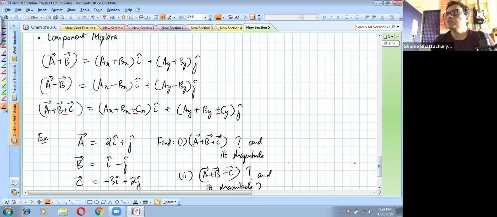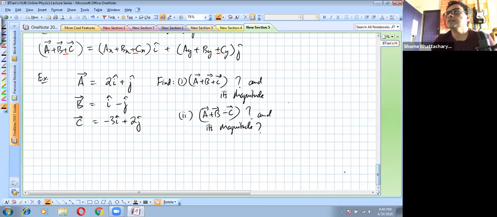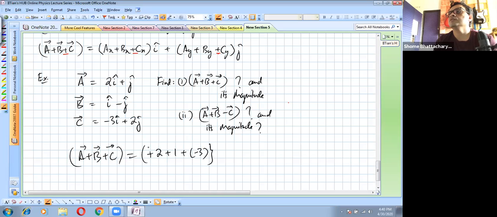Okay, so let's work out A plus B plus C. I'll just verify your answer, Vaishnavi. So A plus B plus C is nothing but A's x component, which is 2, plus B's x component, which is 1, plus C's x component, which is in fact minus 3. This is where we have to make sure that when we are putting the components, they are with the algebraic sign. Whole thing into i cap, plus now A's y component is how much? 1. B's y component is how much? Minus 1. And C's y component is how much? Plus 2.